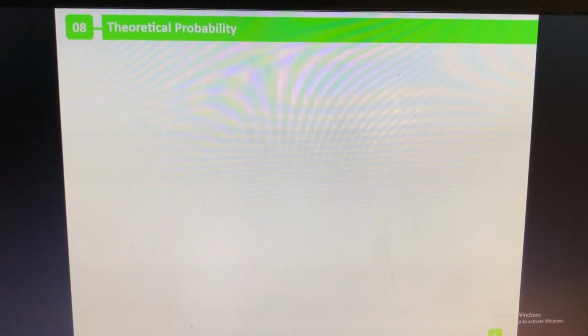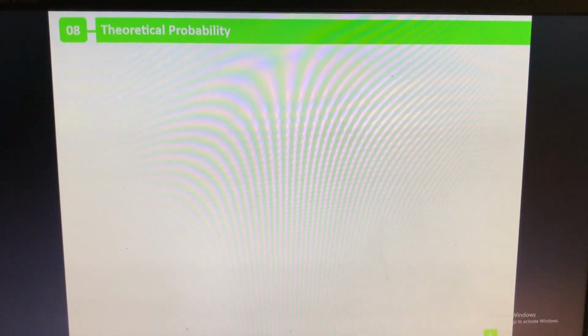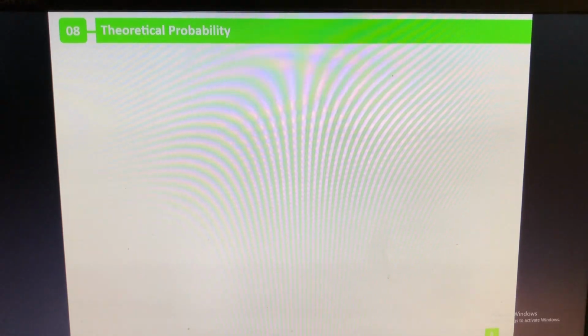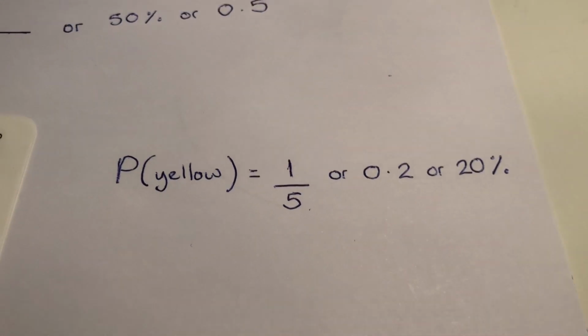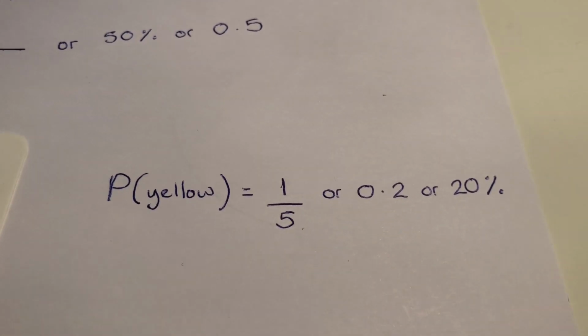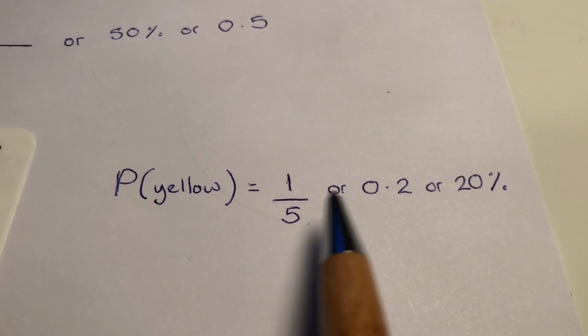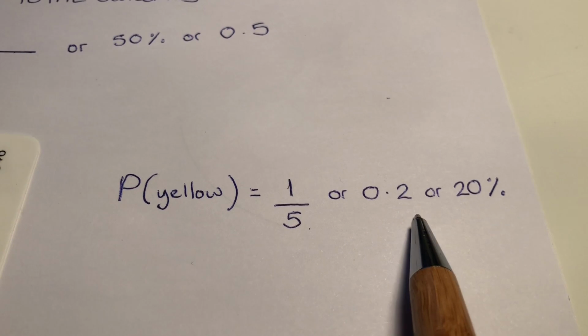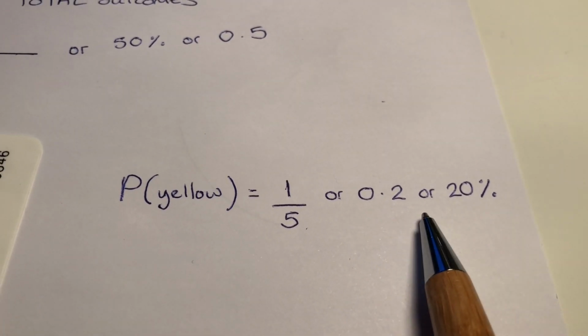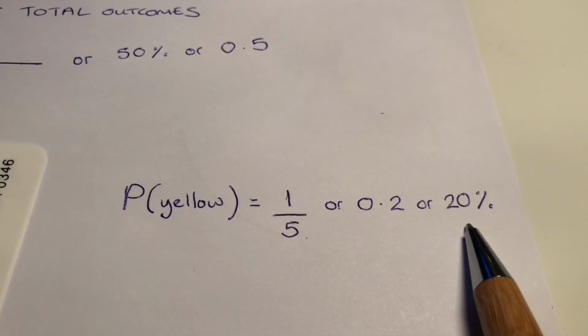Your second letter to record down is P. So we could say that the probability of getting a yellow from this spinner is either 1/5, or we could say it's 0.2, or it's 20%.